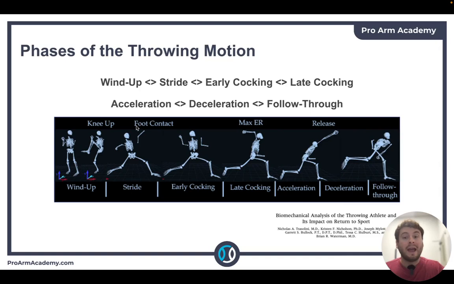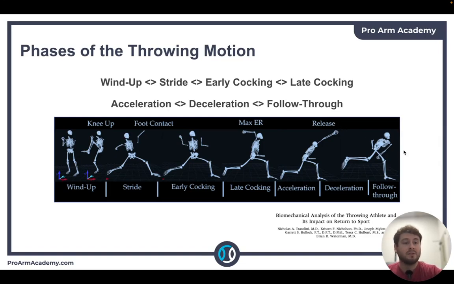Okay, and then there are certain places within those phases that are very important to understand, like at foot contact, right? As your front foot hits the ground, what position should your body be in? Max external rotation, ER stands for external rotation. So that's your shoulder basically being in this flipped back position. What does that look like at a certain time position? And then at ball release, what does that look like as well, right? So these are just the basics of the different phases of the throwing motion.